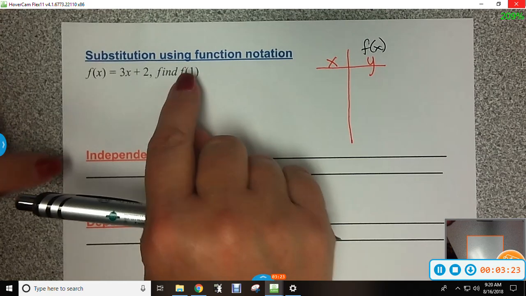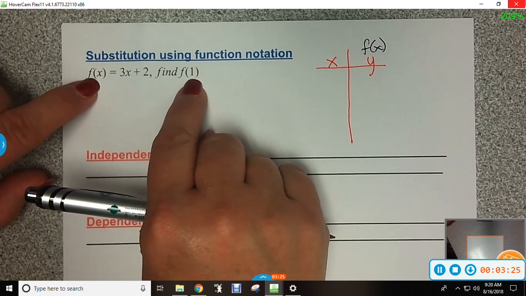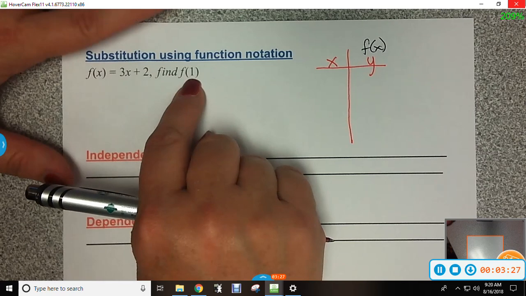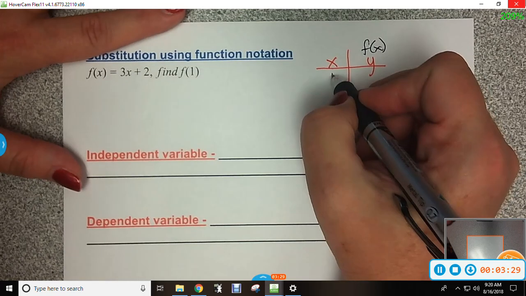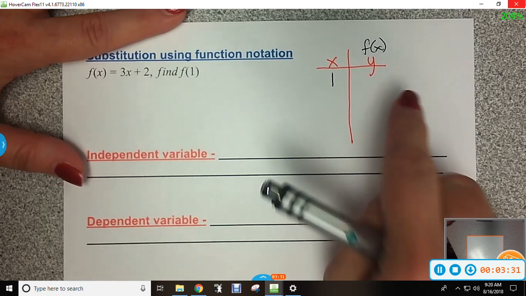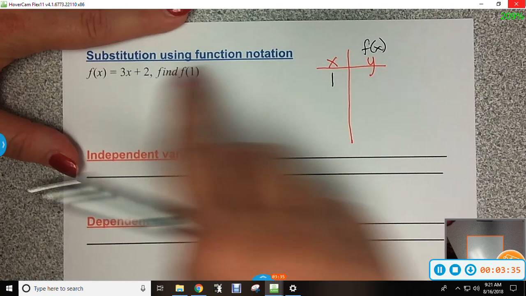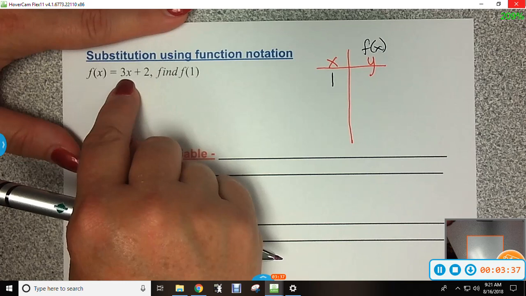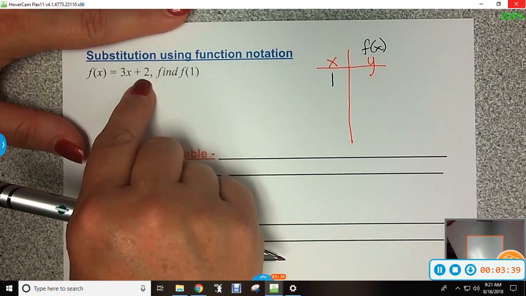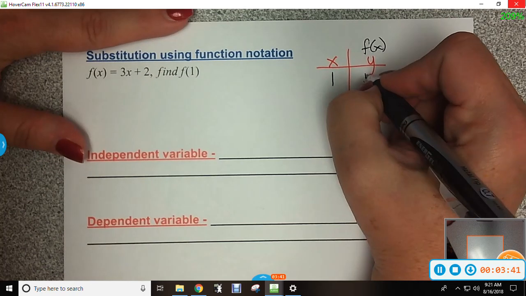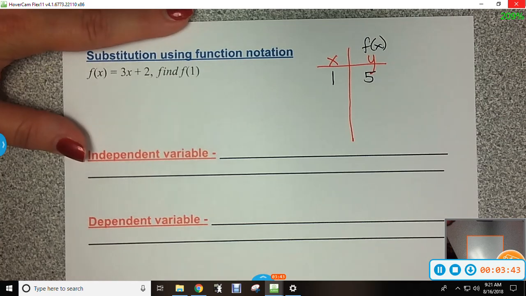Well, notice that 1 is in place of the x. Instead of f of x, it's f of 1. So that means when I plug in 1 for x, what y value or what f of x do you get? So when I plug a 1 here, 3 times 1 is 3, plus 2 is 5. You all know how to make a chart like that. Plug in your x's, solve for your y. Or in this case, solve for f of x.